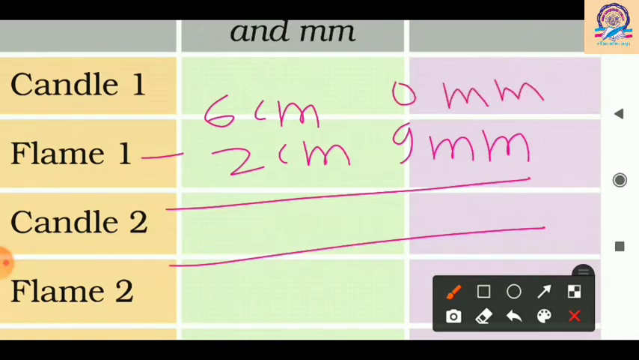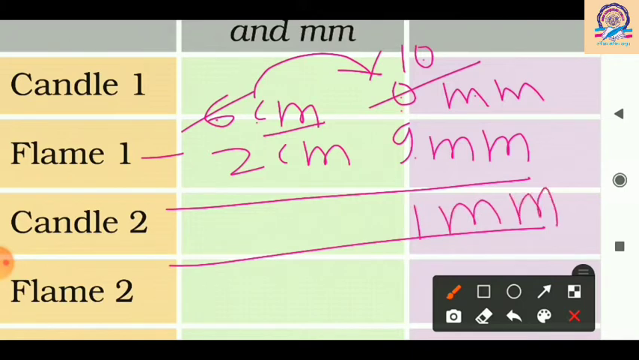In the mm place, as you all know, in subtraction we generally start from the right side, and also in addition. So here we have 0, so what we have to do is borrow from the centimeter. 1 centimeter makes 10 mm, as you all know, so 1 will be borrowed, and here it will be 10 plus 0, it is 10. Now 10 mm minus 9 mm, we will get 1 mm. And here we have 5, so 5 minus 2, it is 3 centimeter. So we found the difference between candle 1 and candle 3 is 3 centimeter and 1 mm.